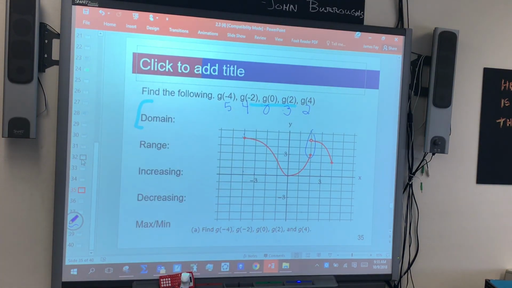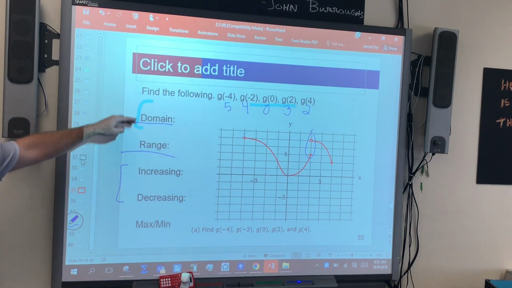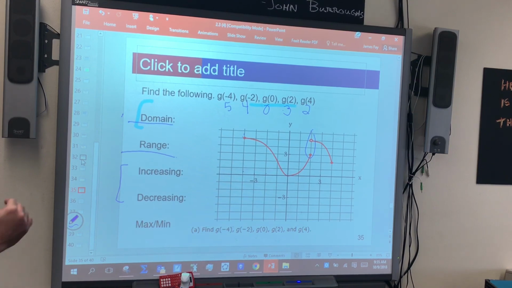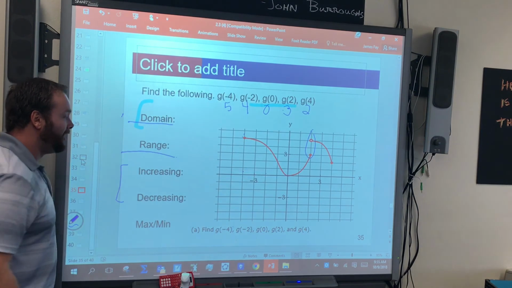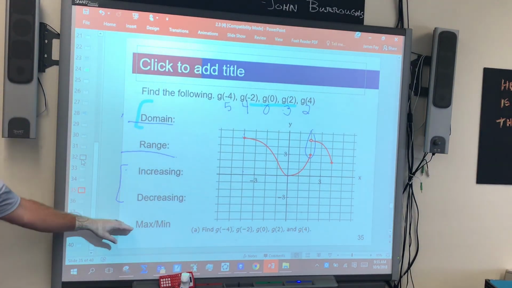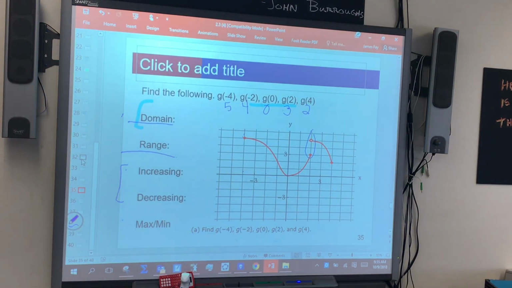The next thing they ask you, what's the domain? Have we been doing that? They'll ask you what's the range. Have we been doing that? Yeah. And now, basically, the increasing and decreasing is to take that domain that we've already found and look at the portion of it in which we're decreasing for the y values, and the portion in which we're increasing for the y values. So that allows us to find the increasing and decreasing. And once you find those, you should automatically be able to find the maximums from that information.